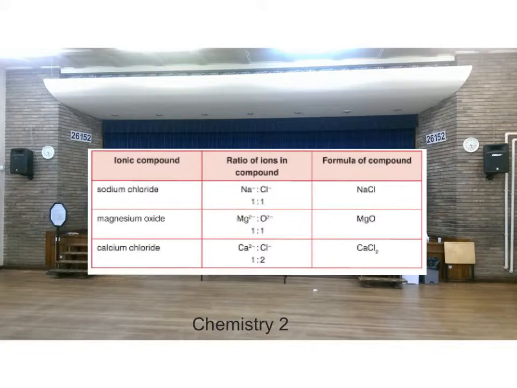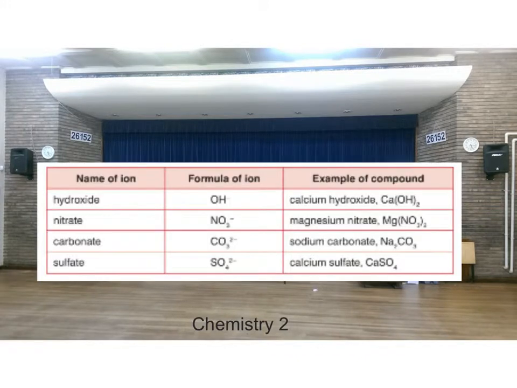The charges on the ions in an ionic compound always cancel each other out. The formula of an ionic compound shows the ratio of ions present in the compound. Sometimes we need brackets to show the ratio of ions in a compound. For example, magnesium hydroxide, which is written Mg in brackets OH twice.